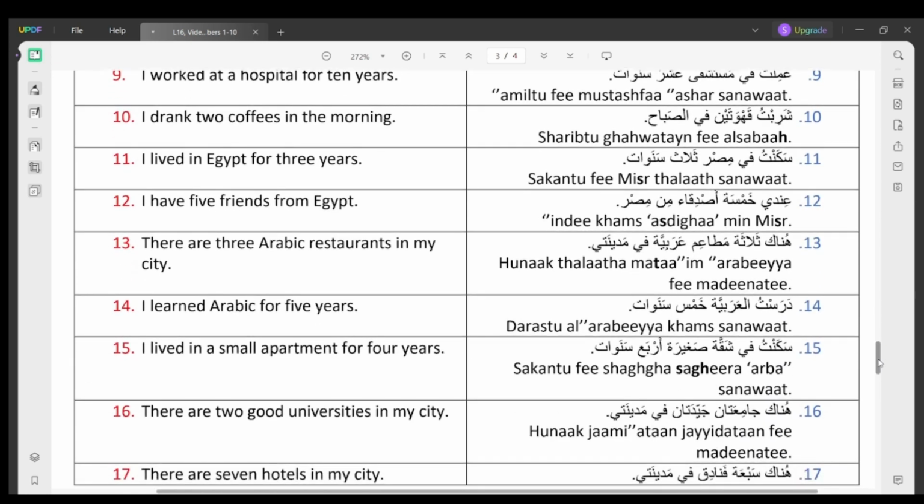Number 10. I drank 2 coffees in the morning. شربت قهوتين في الصباح. Number 11. I lived in Egypt for 3 years. سكنت في مصر 3 سنوات. Number 12. I have 5 friends from Egypt. عندي 5 أصدقاء من مصر. Number 13. There are 3 Arabic restaurants in my city. هناك 3 مطاعم عربية في مدينتي.